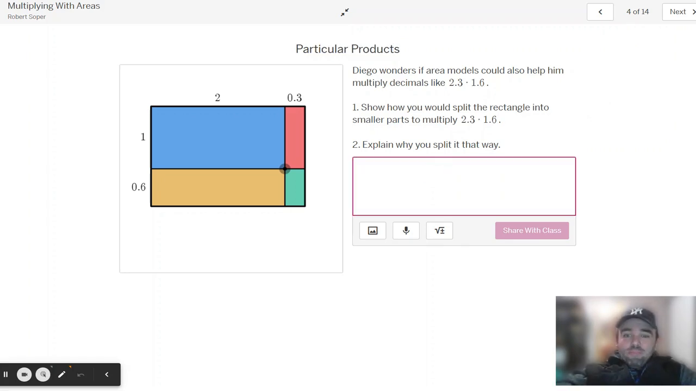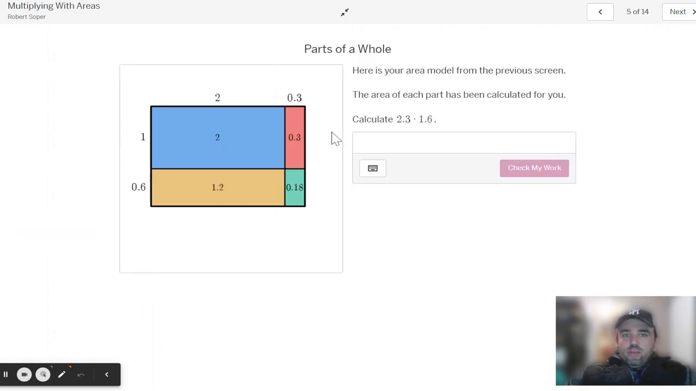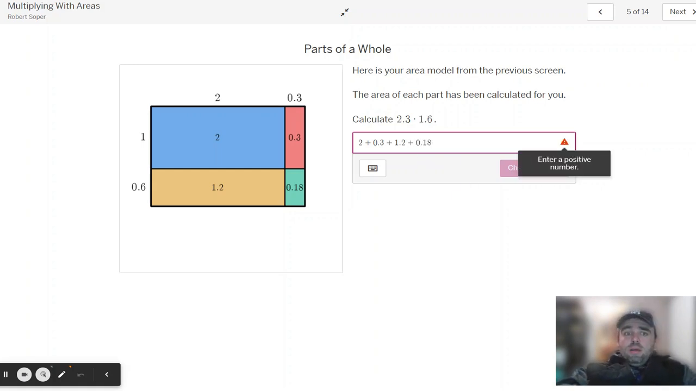Explain why I split it this way. I split it this way because it's easier to work with friendly numbers. So now we can go ahead and solve this. I have 2 plus 3/10 plus 1 and 2/10 plus 18/100. Go ahead and solve that on your own.